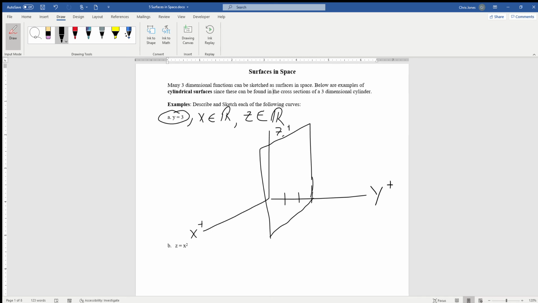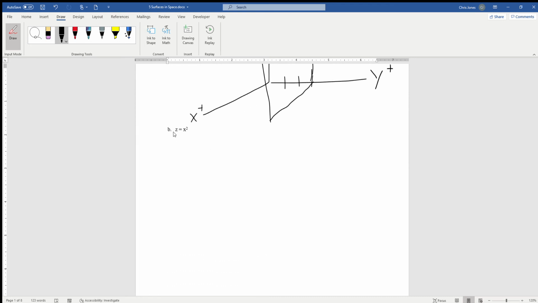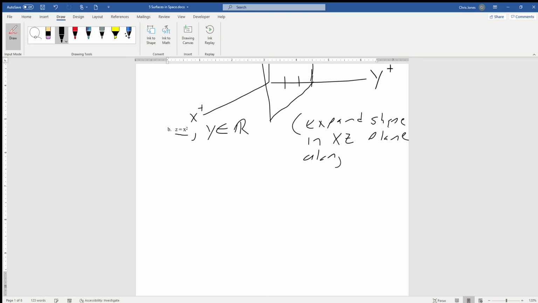Now, not every surface is a linear or planar type of surface. So for a second example, we have z equals x squared. Now we know that z equals x squared is going to be some sort of parabola, but it doesn't say anything about y, and that's because y can assume any real number that it wants. So basically what that means is that we are going to extend the shape in the xz plane along the y-axis. Right, and I'll show you what that means when we graph it.